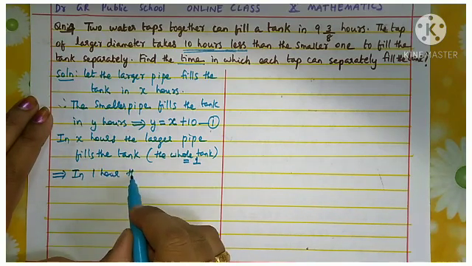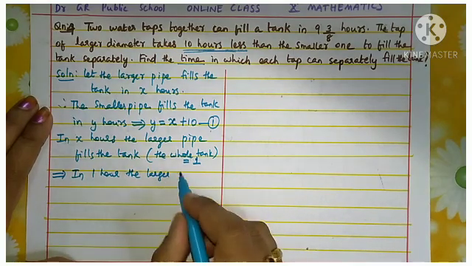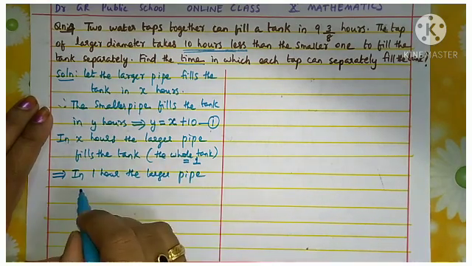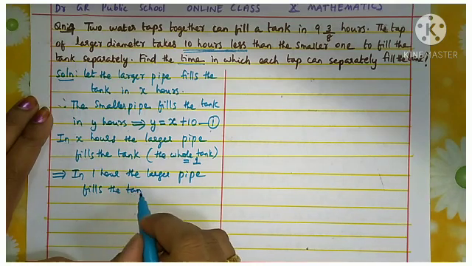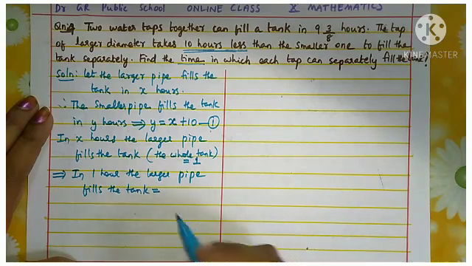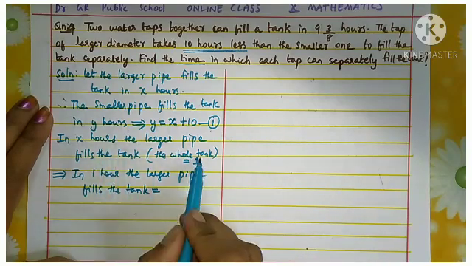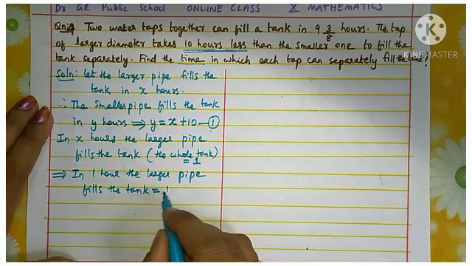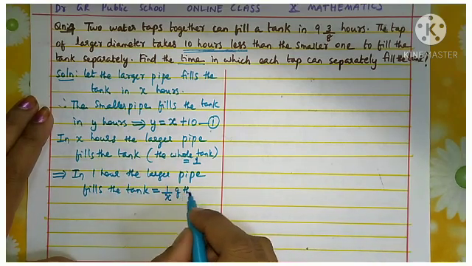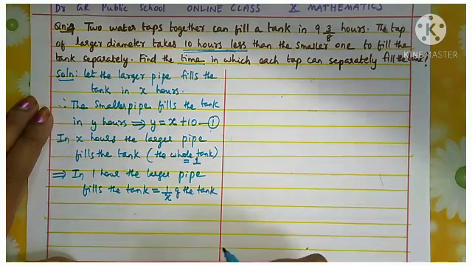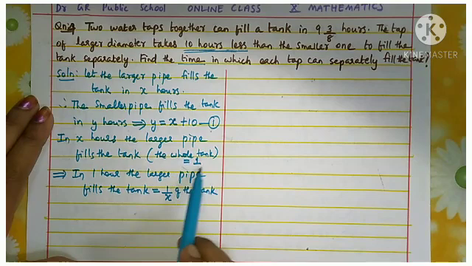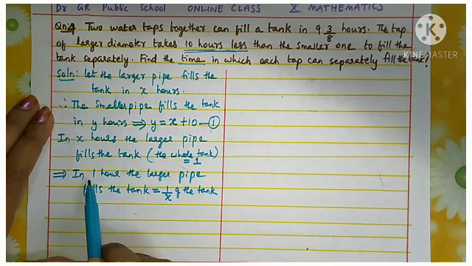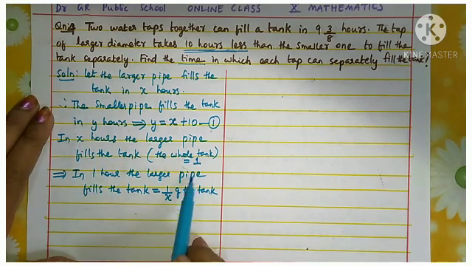In 1 hour the larger pipe fills the tank equal to how many? In x hours, if you are taking the whole quantity as 1, then in 1 hour, 1 by x of the tank. Correct? Understand? In x hours it is filling the whole quantity, so in 1 hour you divide 1 by x.